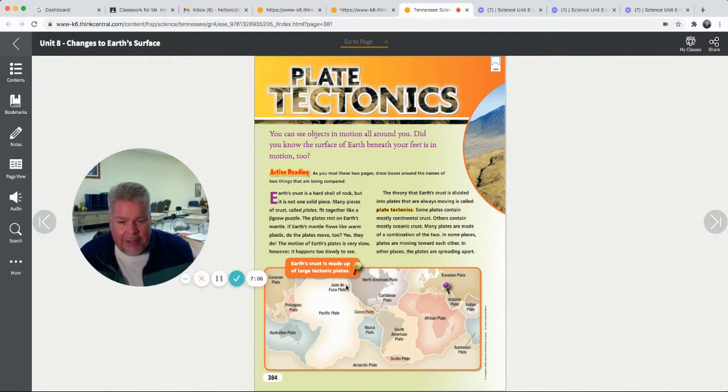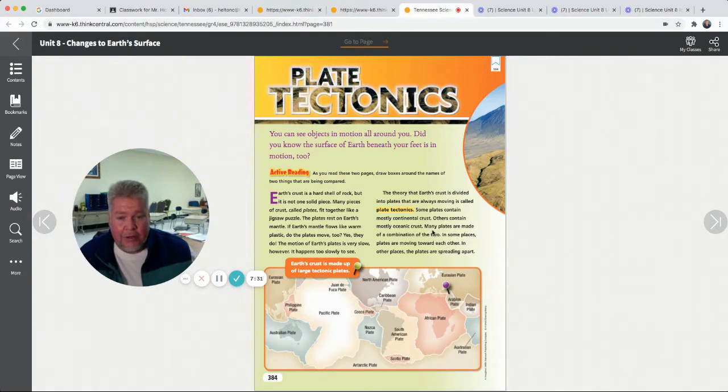And you see it touches right here, the Juan de Fuca plate. And down here it touches, I can't see now, I covered it up, but all these different plates meet at different places. All these different puzzle pieces meet at different places. Some plates contain mostly continental crust. Others contain mostly oceanic crust. Now, what do you think that difference would be?